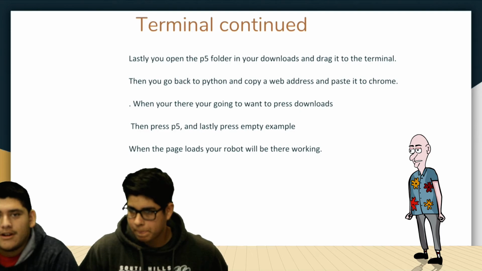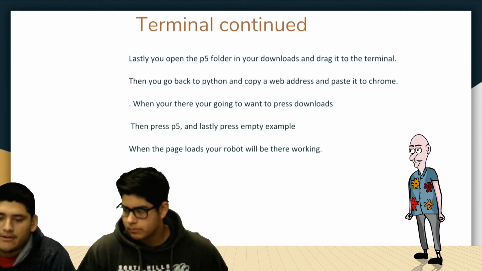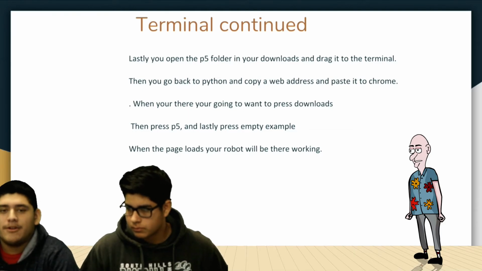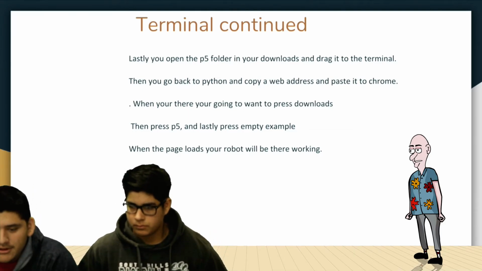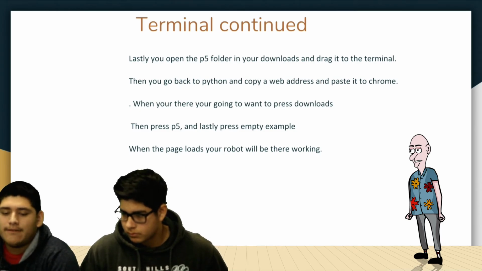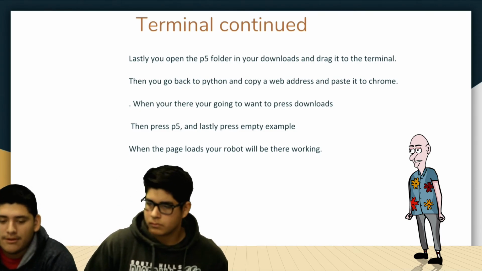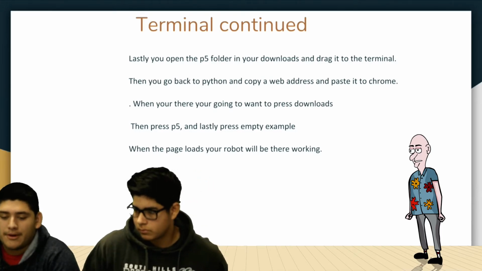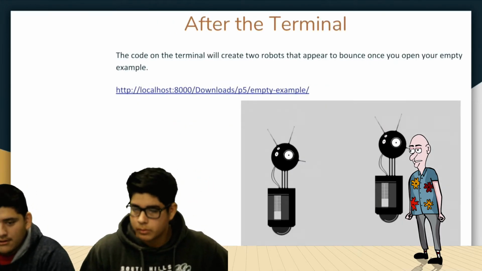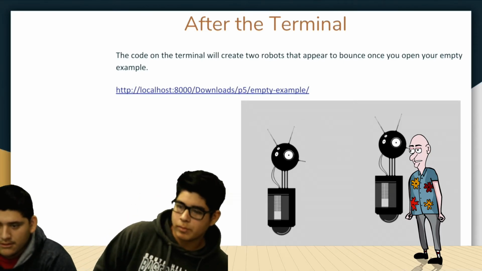Lastly, you open the P5 folder in your downloads and drag it into the terminal. Then you go back and copy the address and paste it into Chrome. When you are there, you press downloads, then P5, and lastly press M. When the page loads, your robot will be put on the terminal. There are two robots that will bounce every time you open your app.